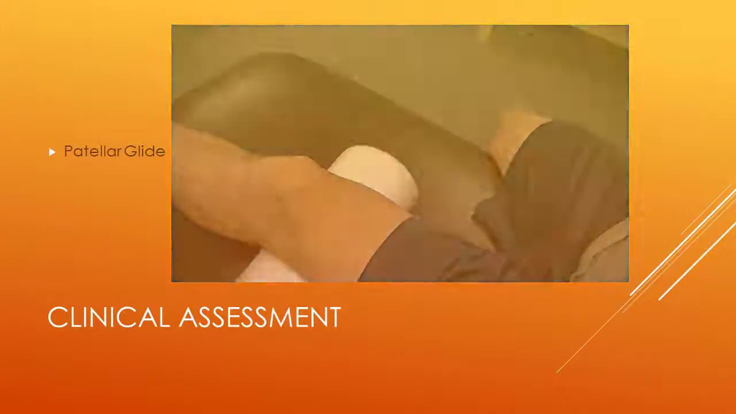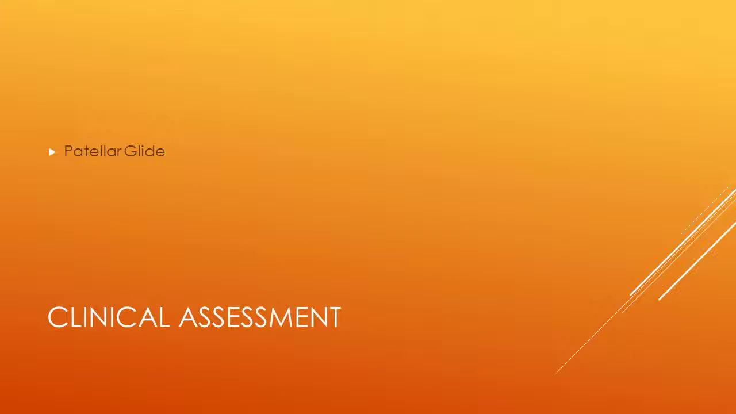The normal lateral glide is somewhere between 1/2 to 2 quadrants. If it's a greater glide, it's a laxity of restraint. If it's a less glide, it's the tightness of restraints.